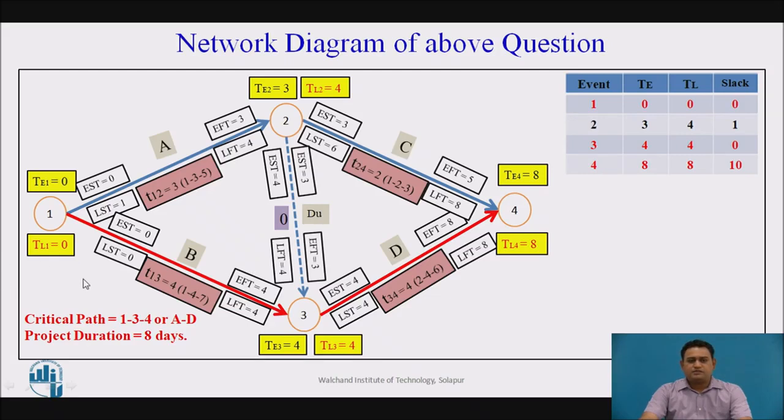Now, here in this project, the critical path is when we see the events 1, 3, and 4, and the project duration is 8 days.